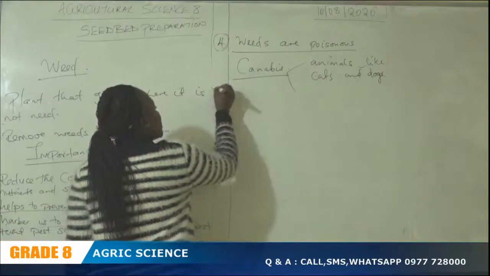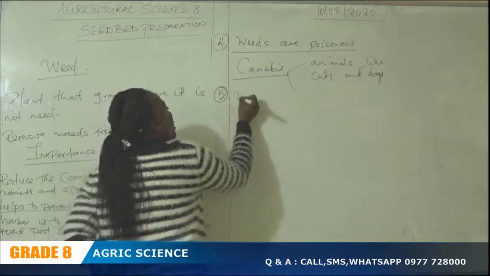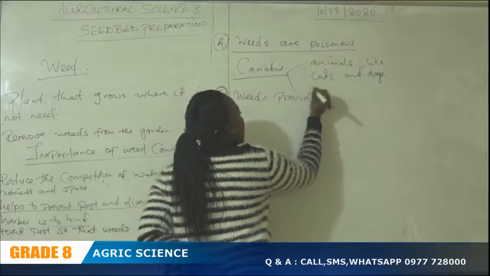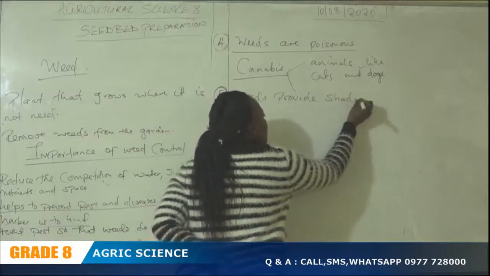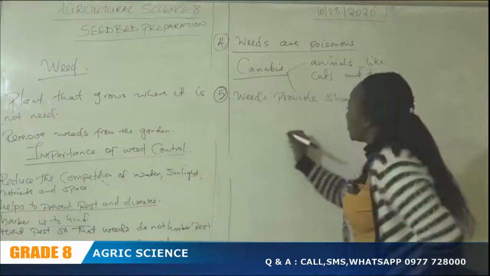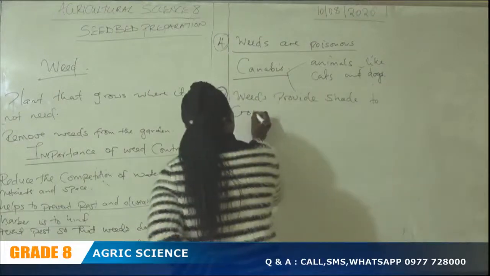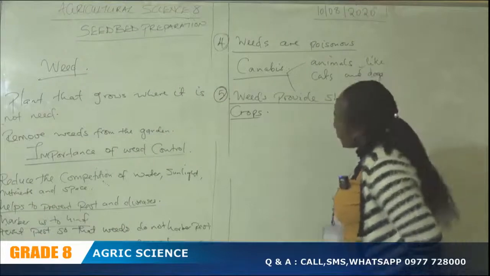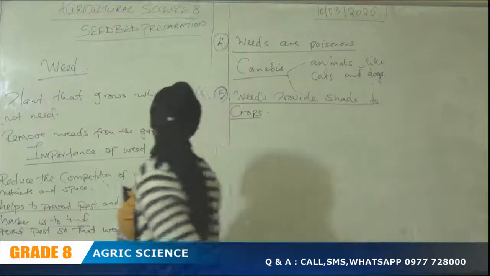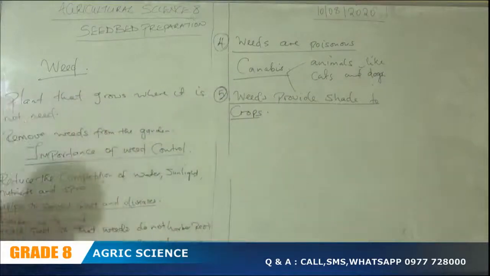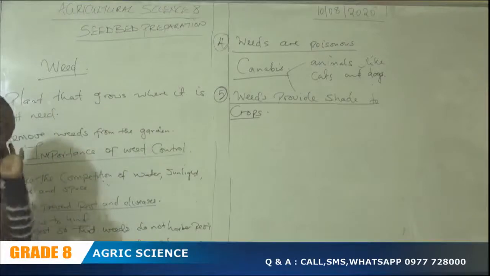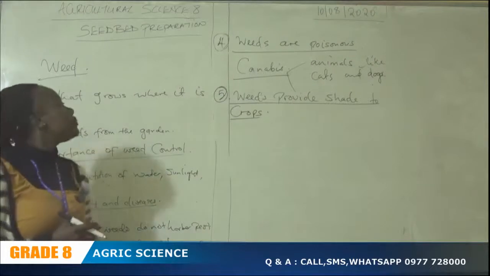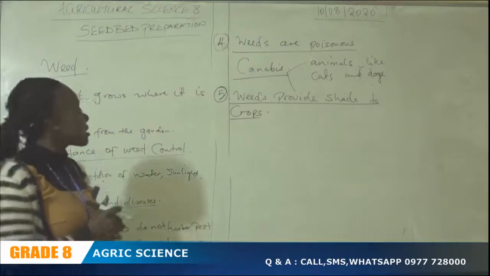The fifth point, weeds provide shade to our crops. So the fifth point is weeds provide shade to crops. How do they provide shade to crops? I'll give you an example of a weed, which is grass.